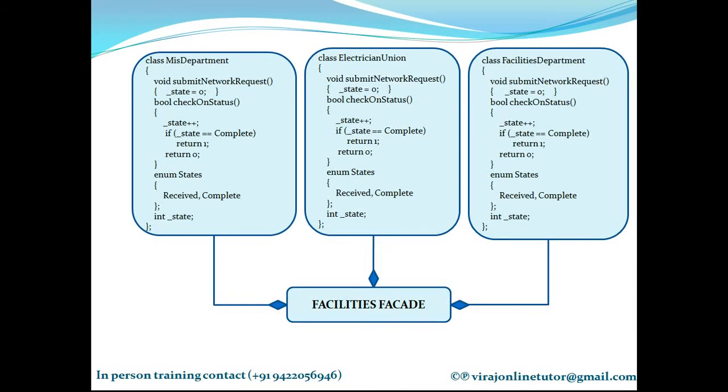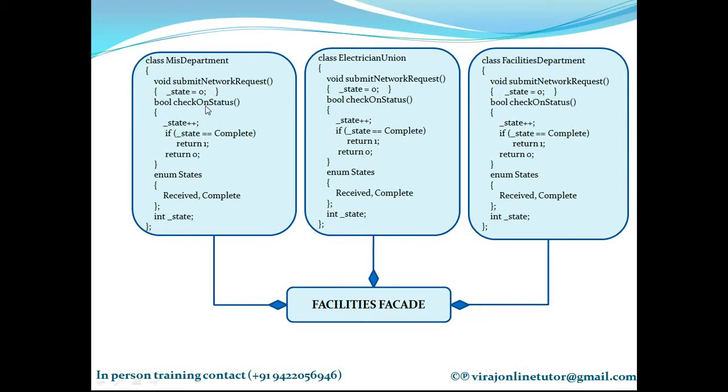Okay, so now let's discuss the programming example for a Facade. Here I have three different departments which are listed here. One is the miscellaneous department. So I submit a network request to this class, and the state is the data member of this class. When someone submits a request to this class, we assign state to 0.